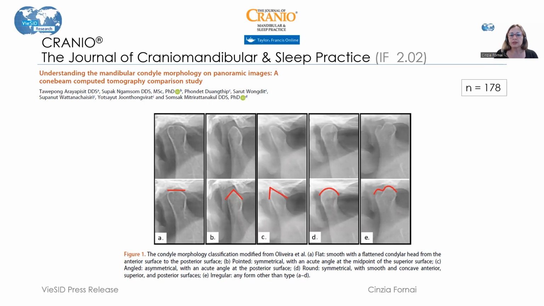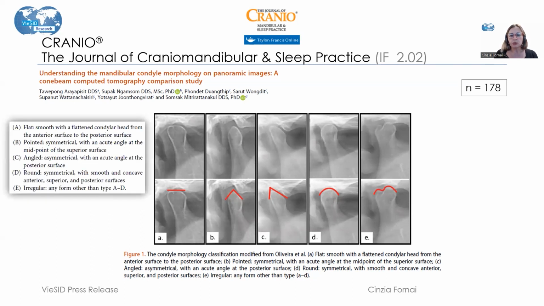Thus, with this retrospective study, Araya Pisit et al. explored the correspondence between findings from panoramic radiographs, which are usually easier to obtain and are low on radiation dose, and CBCT images in 178 patients' records. Additionally, they evaluated association between condylar morphology and factors such as age, sex, and missing posterior teeth in a higher number of panoramics, equal to 3,000. As indicated in the figure 1 shown here, the 2009 classification for condyle morphology by Oliveira et al. was used as reference.